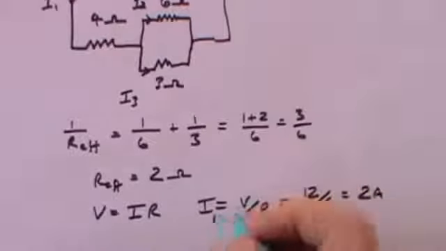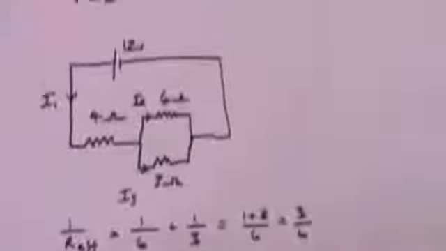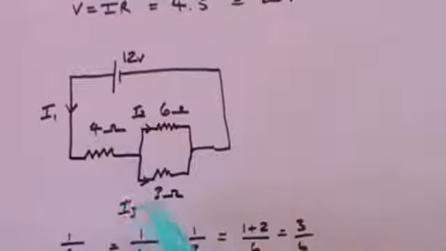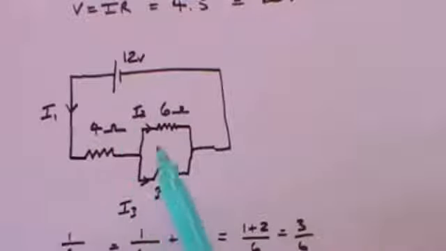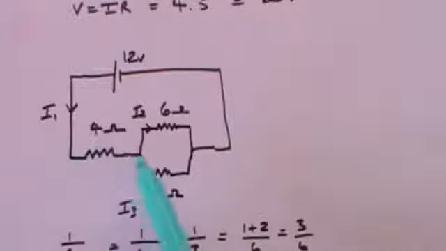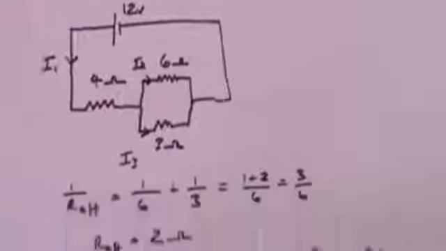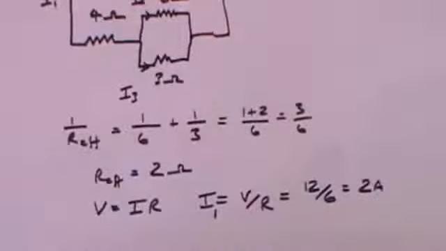So that is I1. Now we need to know what is the potential drop across this parallel arrangement here. Well, we know that the effective resistance is 2 ohms. We calculated that. And we know that the current that is flowing is 2 amps. We just calculated that.